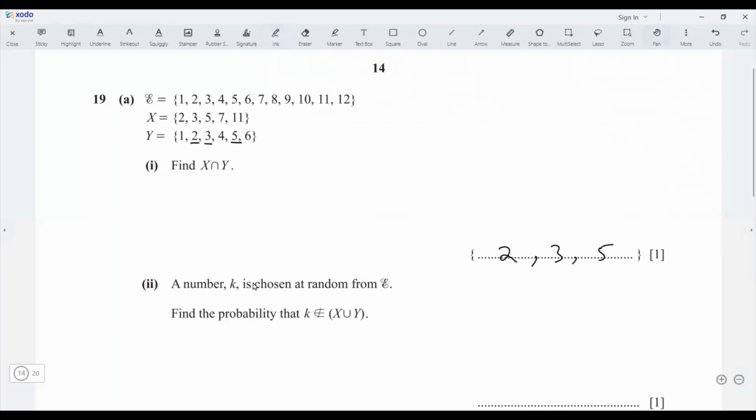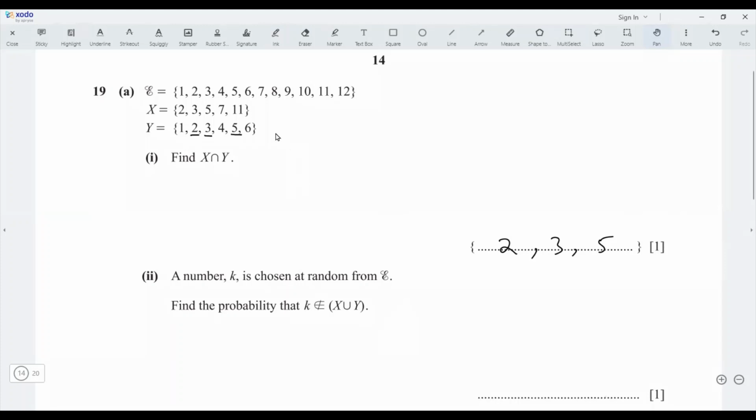They're saying that a number k is chosen at random from the universal set. K will be any element from this. So what we have to do is find the probability that k does not belong to x union y. First of all, we have to find x union y. So x union y is the set of the elements which involve x and y, and the repeating elements will be written one time. So we can write down 1, 2, 3, 4, 5, and 6 as it is. And what other elements are not in y and present in x? Those are 7 and 11.